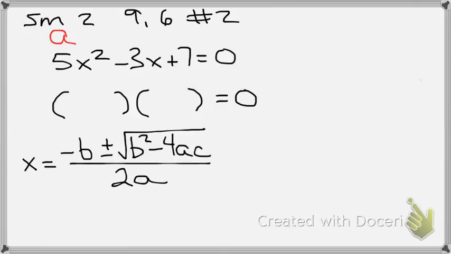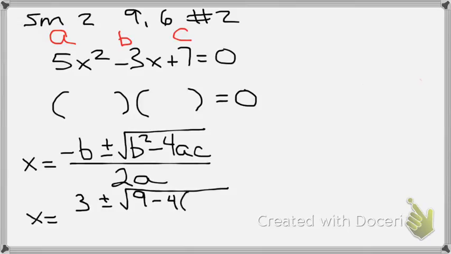So this would be A, this would be B, and this would be C. So, the formula says the opposite of B. What's the opposite of B? So it would be positive 3, because B is a negative 3, so the opposite of negative 3 would be positive 3, plus and minus the square root of, so what's B squared? Negative 3 times negative 3 would be a positive 9. And then we got to do that minus 4 times A times C, and all over 2 times A.